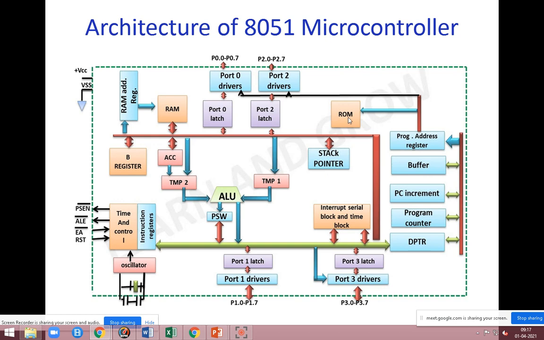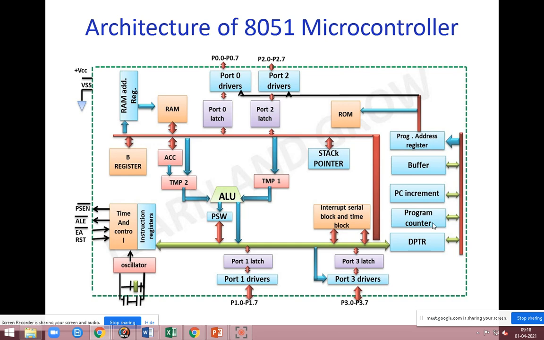And then ROM, that is read only memory, which will hold the programs. So RAM is used for storing the data, and ROM is used for storing the programs. Then the program address register. The program address will be stored in the program address register. And then the buffer is a temporary storage device. Then the PC incrementer will be used for incrementing the address.